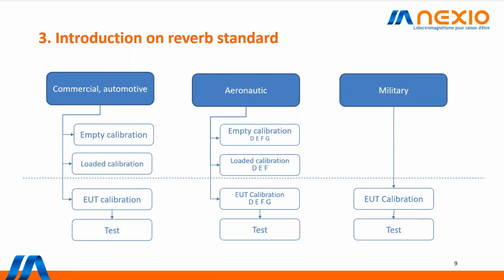Okay, that's good now. So to perform tests in reverberation chamber, the standard asks to perform different steps in advance. For the IEC and DO standards, it requests empty calibration and then loaded calibration. The goal of these two calibrations is to validate the uniformity of the chamber with measurement and statistic calculation. The calibration on EUT will allow to calibrate the chamber with the equipment in the chamber. And at the end, the immunity test is performed on the EUT. You could see that all the steps are needed according to the standards and the version of the standards.